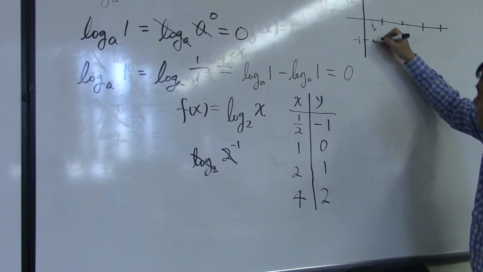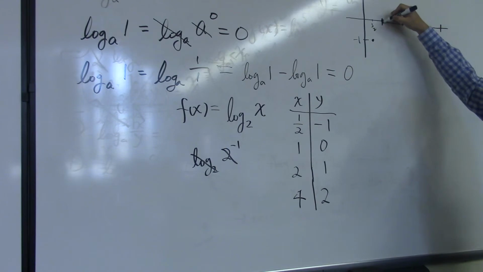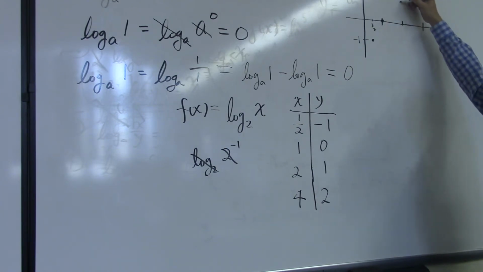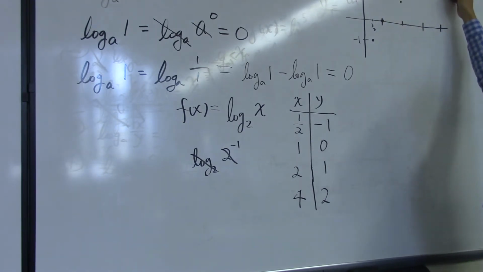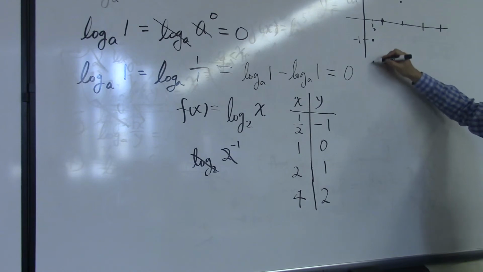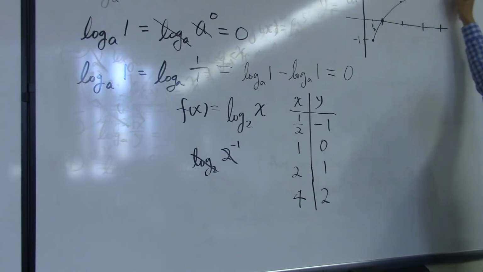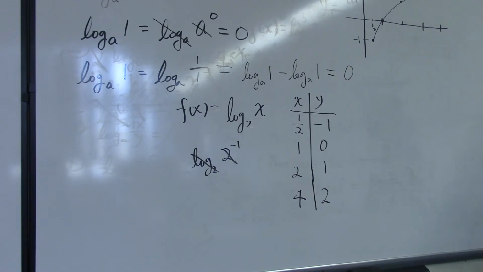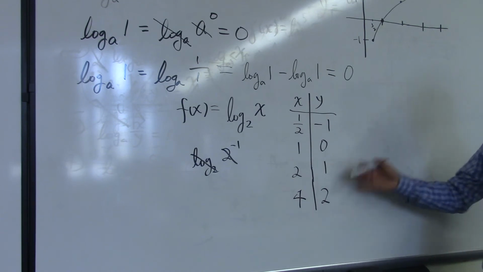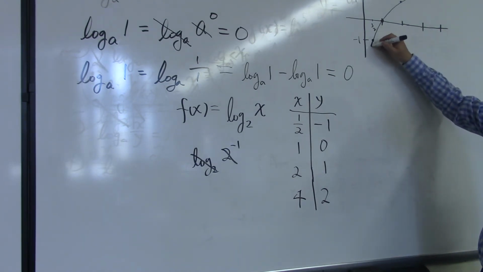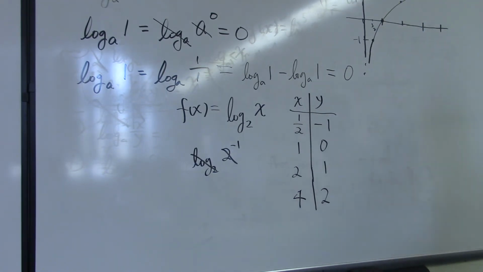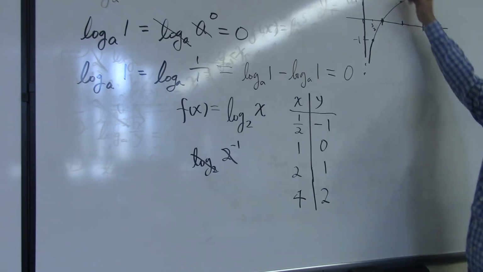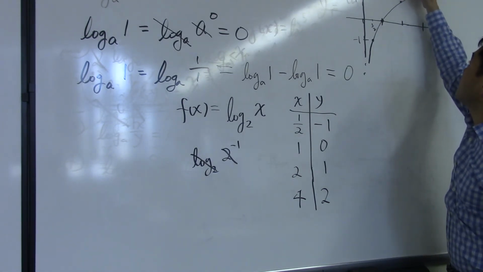If you plug in 1/2, you get negative 1. If you plug in 1, you get 0. If you plug in 2, you get 1. There's 1. There's 2. And if you plug in 4, you get 2. And you end up with this curve. Okay. And if you continue on by plugging more points, you will see that there's an asymptote here, which is actually the y-axis. The y-axis becomes the asymptote for the log graph. This is the graph of y equals log 2 of x.